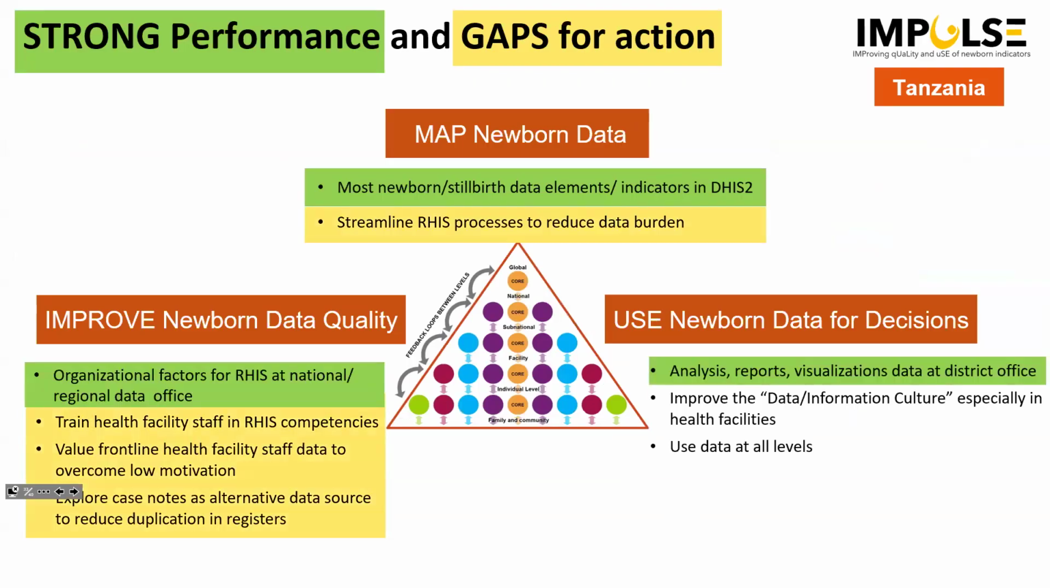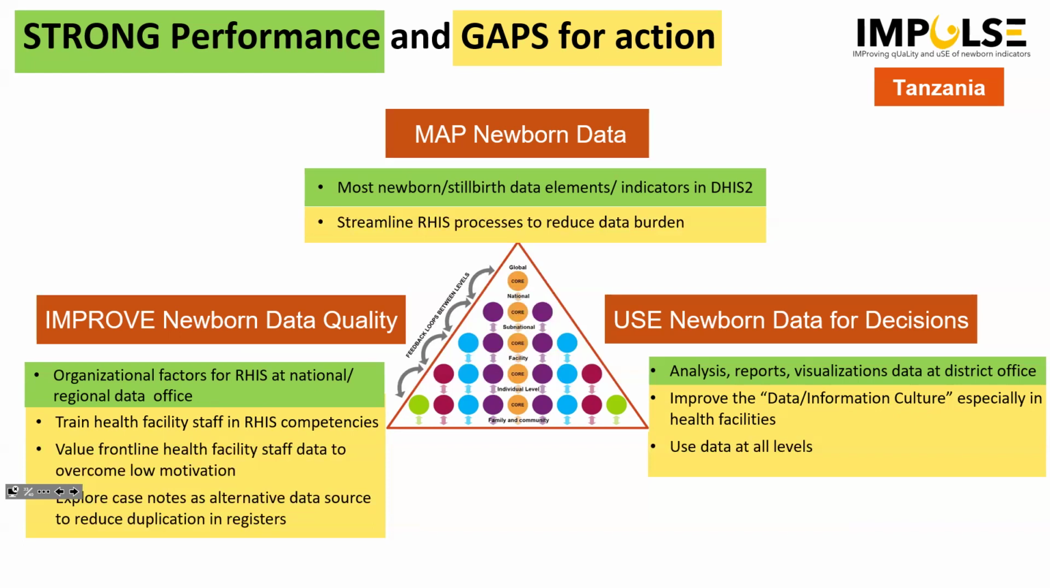So the overall summary of the findings is that strong performance is in green and the gaps are in yellow. For example, on newborn data, most newborn and stillbirth data element indicators are in DHIS2, which is great. But still the RHIS processes need to be streamlined to reduce the burden. And on improved newborn data quality, the strong performance is that organizational factors for RHIS at national and regional data offices are good, but there is a lot that needs to be done. For example, train health facility staff in RHIS competencies, also to value what they're doing and to improve their motivation to improve data quality. Also explore case notes and alternative data sources to reduce duplication in registers.